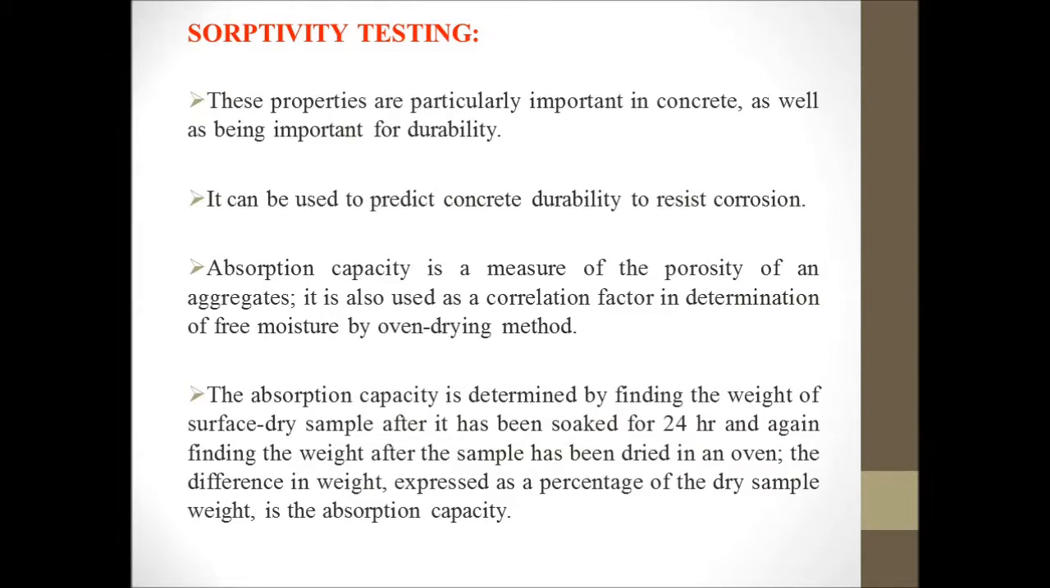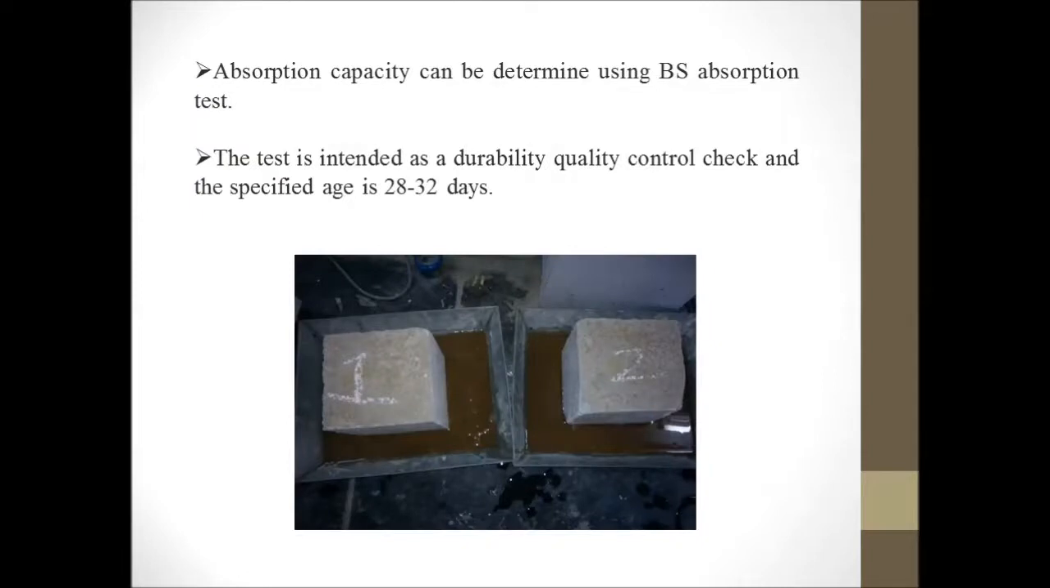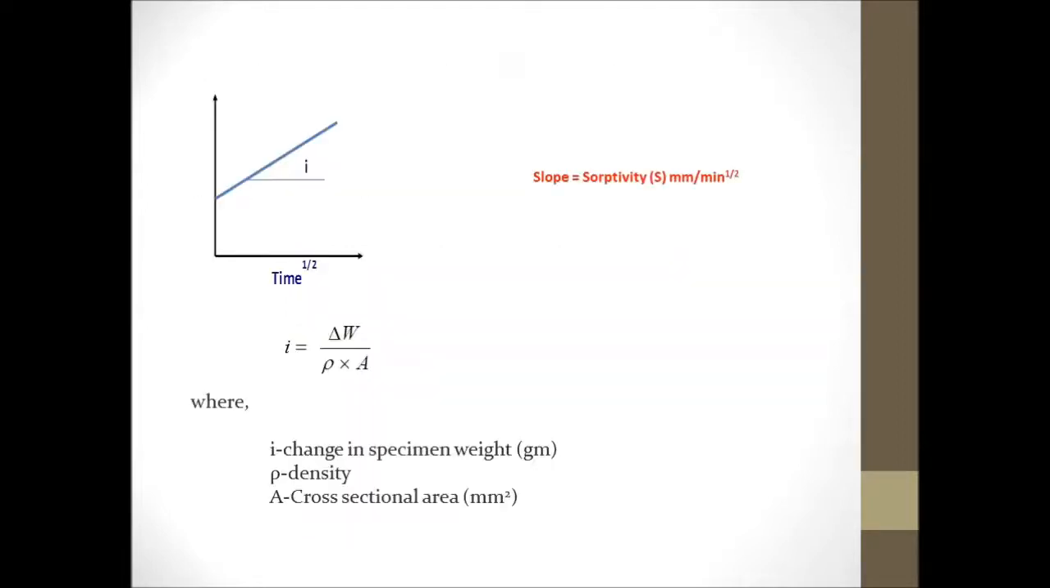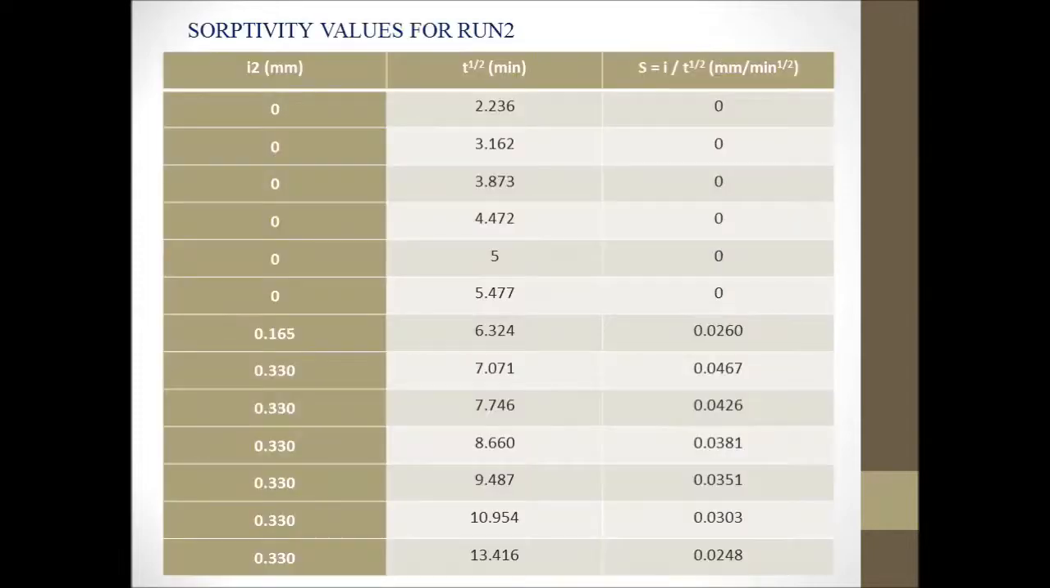bed. First the dead load is measured, that is the initial weight, and the weight is measured for the first 30 minutes every half an hour, the next 30 minutes every 10 minutes, the next 30 minutes every 15 minutes, and goes on. The change of weight is measured, and I is calculated by delta W by rho into A. Rho is density, A is the cross section of the cube.